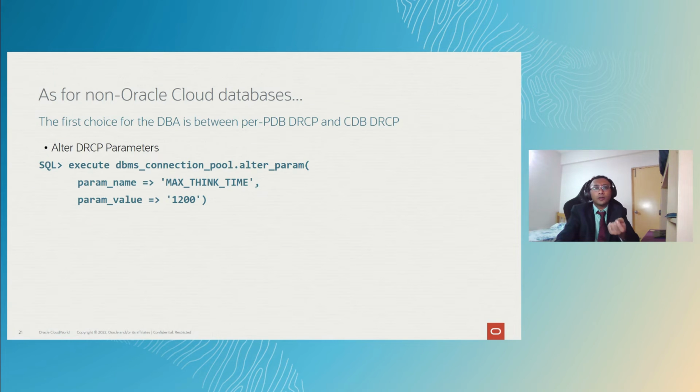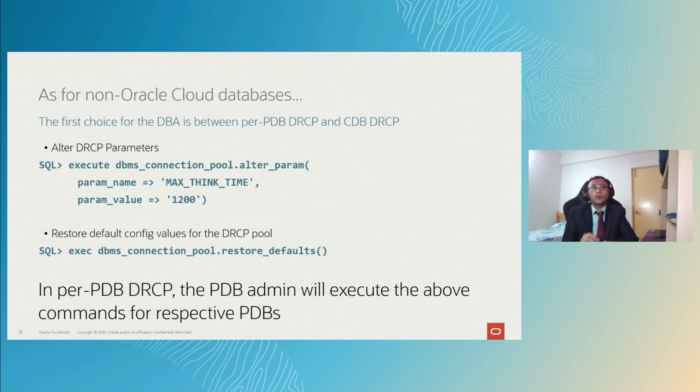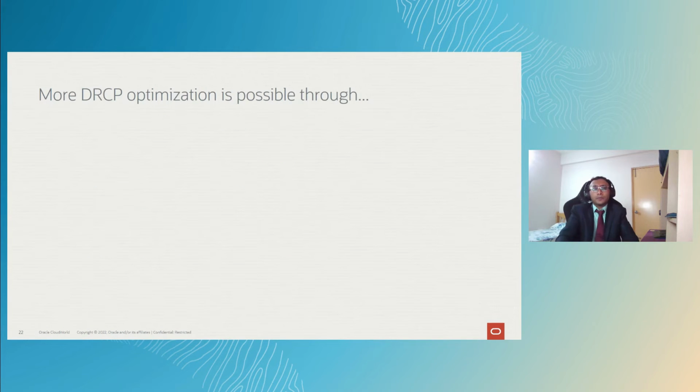If you want to configure only certain parameters of DRCP, you can use the alter param method. And if you want to restore the default config values of DRCP, you use the restore defaults method. Now we have seen this for CDB level DRCP. In per PDB DRCP, like I said earlier, the PDB admin will execute the above commands for each individual PDB.